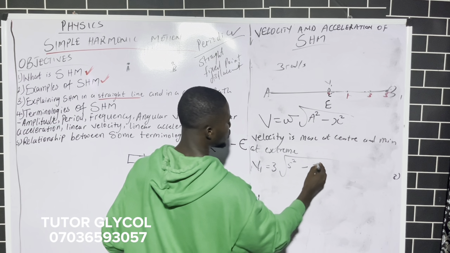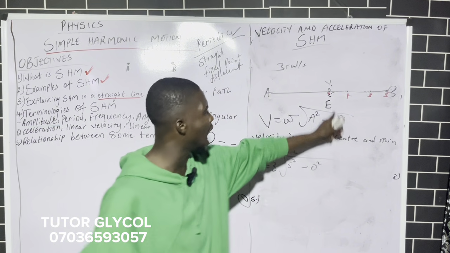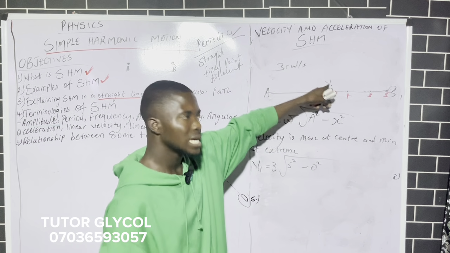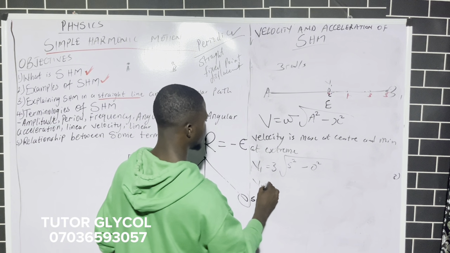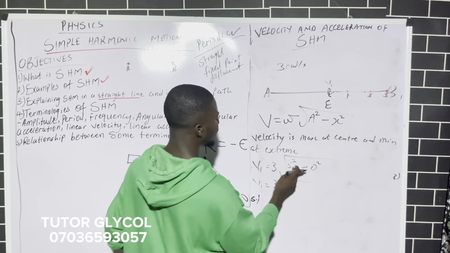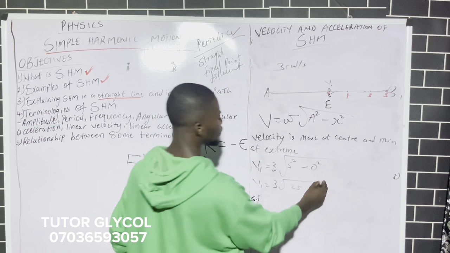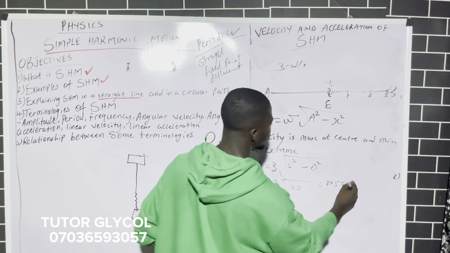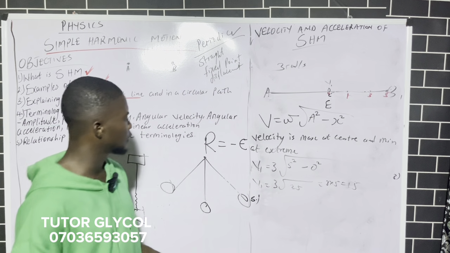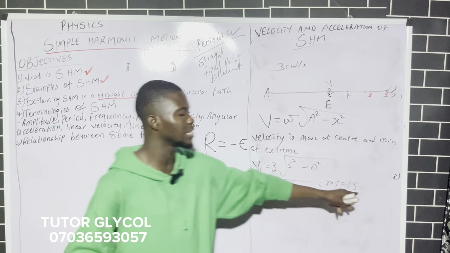x squared is 0, because the first point where we have our x is at the center point. So v1 is equal to 3 times root of (5 squared, which is 25, minus 0), which is still 25. Root 25 is 5, so 3 times 5 is 15. So our first v1 at the center is 15.